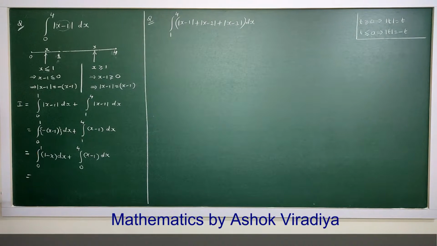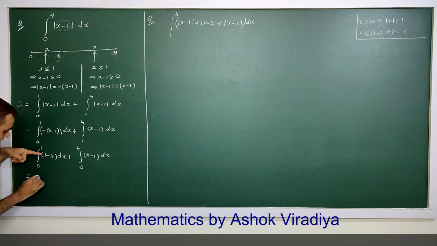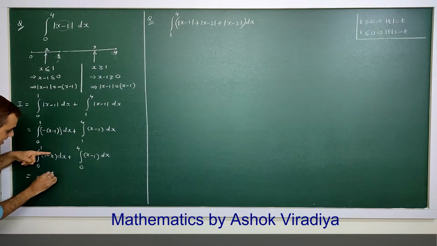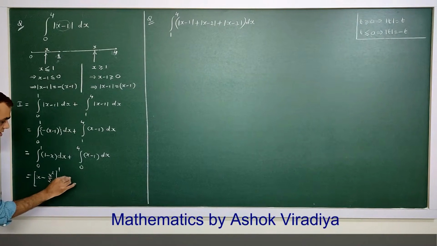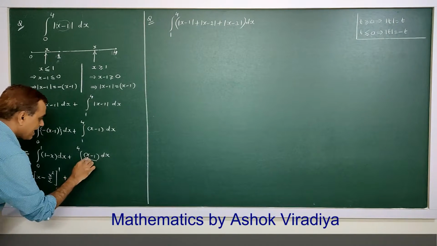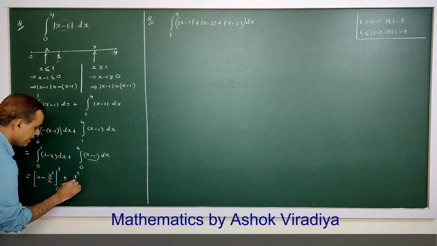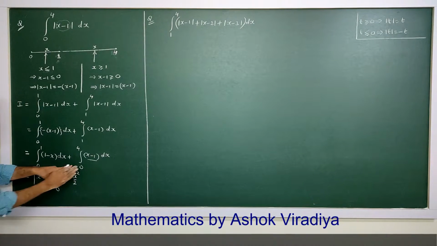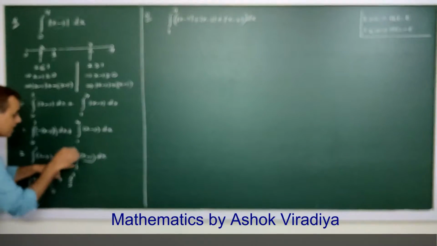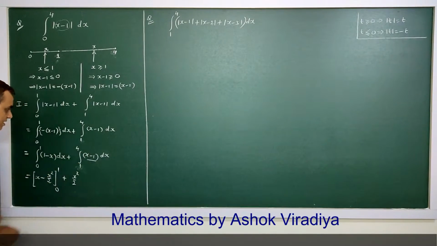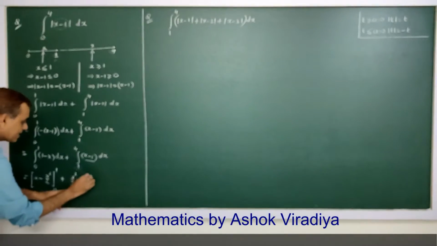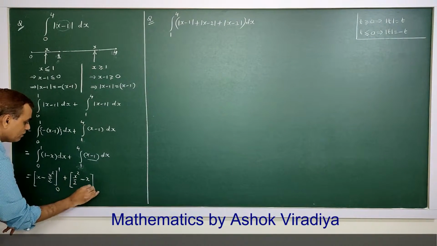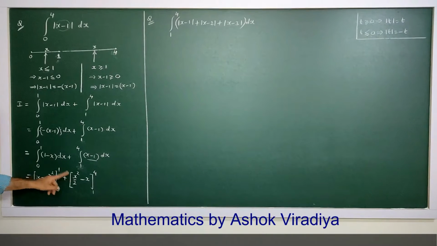Now we can find its integral. The integral of 1 is x minus x square by 2, from 0 to 1, plus the integral of x is x square by 2. Sorry, here I have made a mistake. Here the lower limit is 1. So, 1 to 4, x square by 2 minus x.